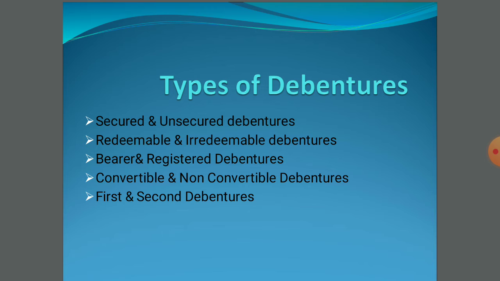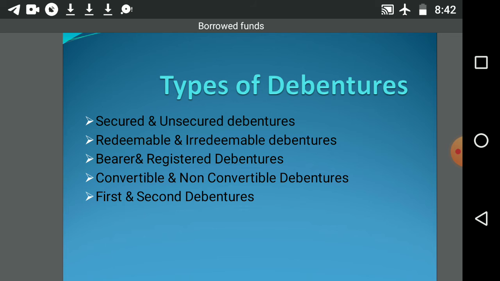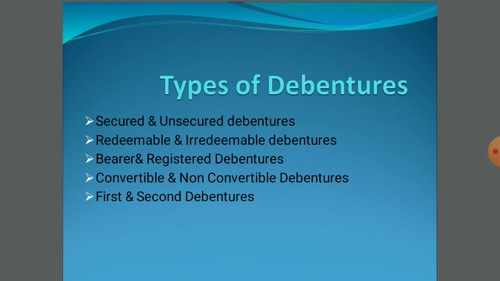And the last type of debenture is first and second debentures. As we all know, debenture holders get priority over preference shares and equity to get the returns as well as the principal amount. But among debentures also, there are first and second debentures. First debentures get priority over second debentures to get the benefit from the organization, and that is why the classification is first and second debentures.